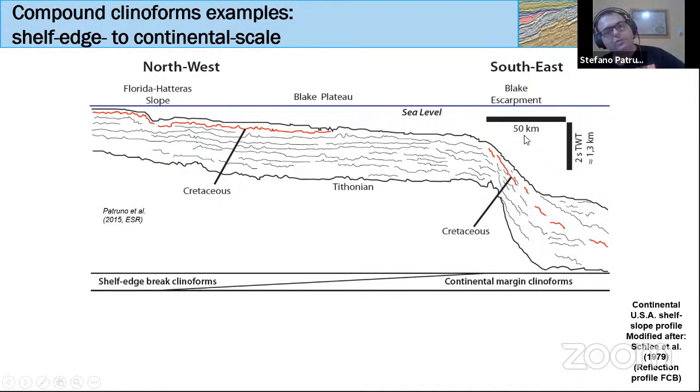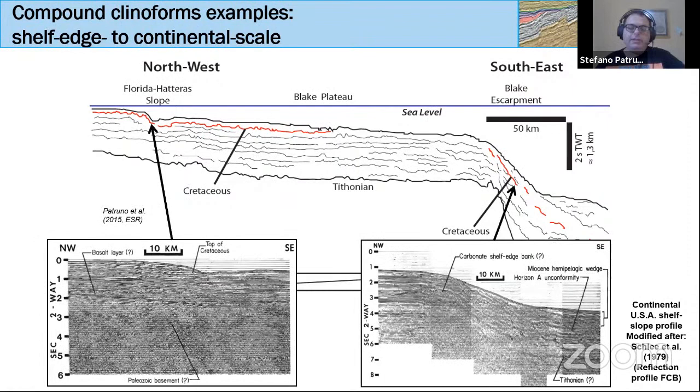Two clinoforms, and the red surface is the Cretaceous, so they are more or less the same age. As you can see, in the Tertiary there was active outbuilding over here and draping over here. But they were both growing at the same time, albeit with different dynamics and different speeds. So that's what we call the shelf edge to continental margin scale compound profile.